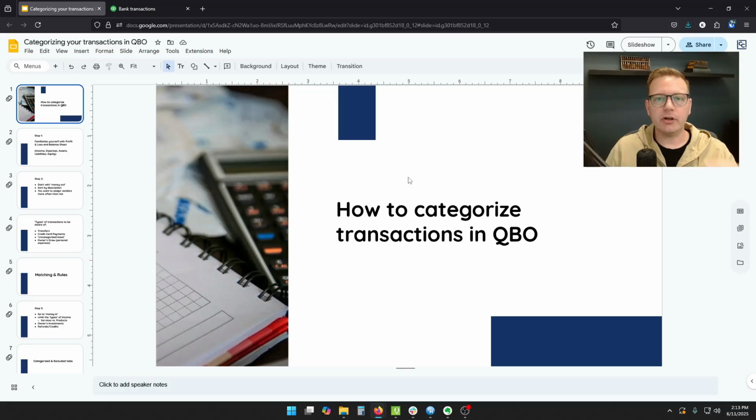If you're a small business owner and you're using QuickBooks Online to do your own bookkeeping, this is a really good step-by-step process with a bunch of tips and tricks on how to categorize your transactions properly. This is where you're going to spend a lot of time in QuickBooks, so this is a really crucial step in the process, and understanding how it all works is going to help a lot. Make sure you're not making mistakes.